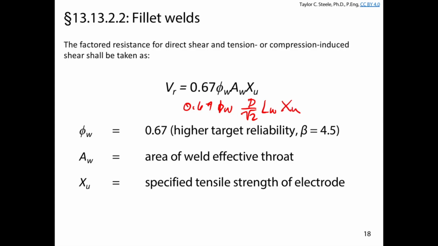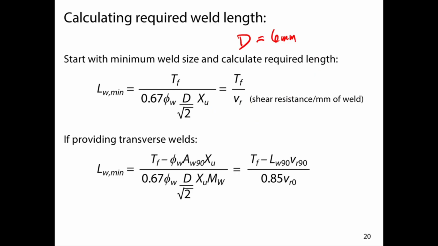For 350W steel, we're going to be using E49XX electrodes. And so we know XU, we know VW, we know 0.67, and we've just selected D to be 6 millimeters. So we can back calculate that and say, okay, LW is going to be the factored force divided by all the other stuff if we rearrange that equation to say VR needs to exceed TF.